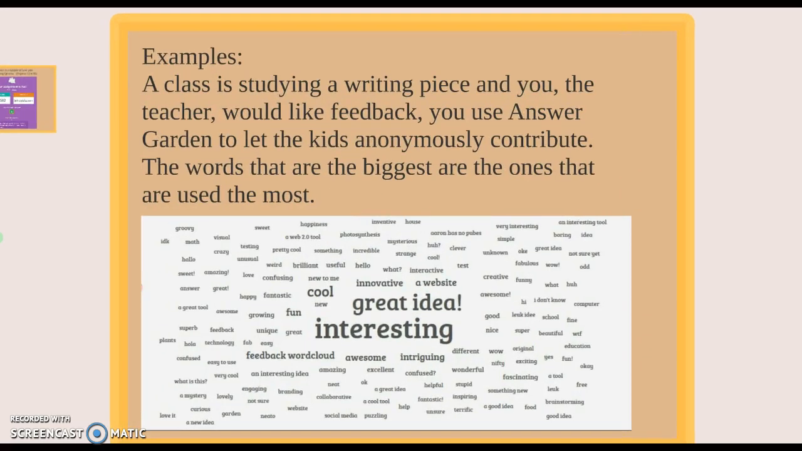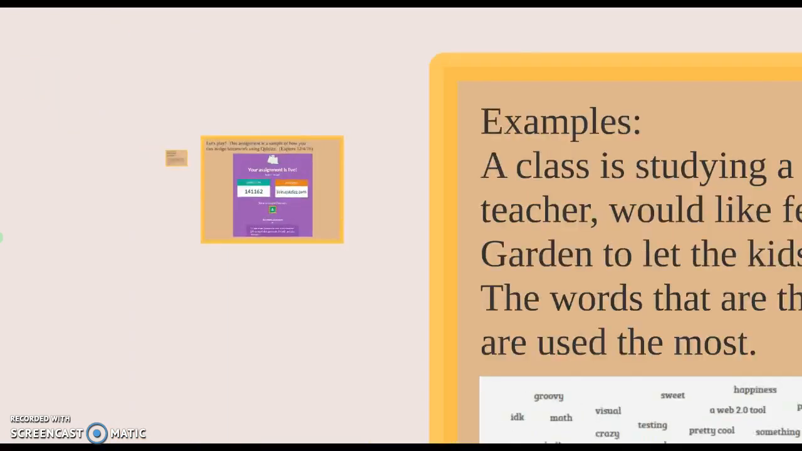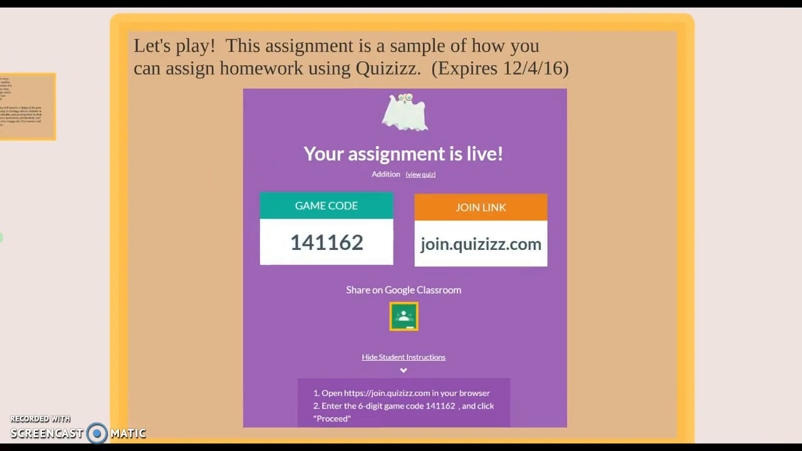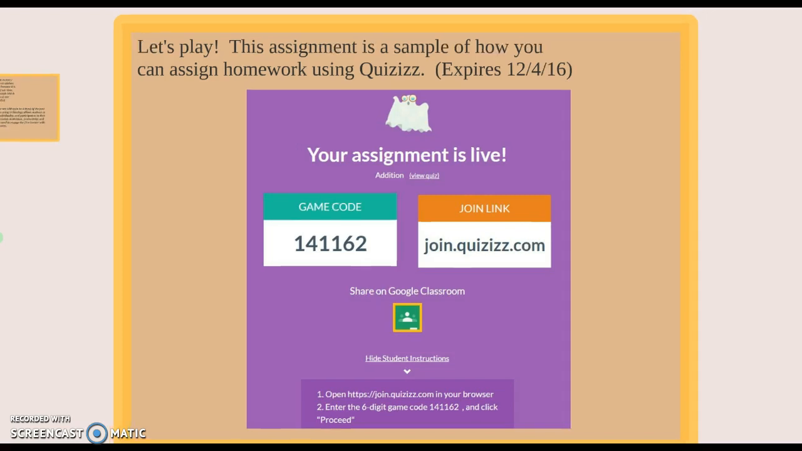So here's an example of an Answer Garden. So say a class is studying a writing piece and you, the teacher, want feedback, and you use Answer Garden to let the kids answer anonymously and contribute to the discussion. Sometimes this reaches those shy students, and the words that come up the biggest are the words that were used the most by the kids. So you can do a quick look at this immediately and be able to carry on a meaningful conversation about the writing. Also, for quizzes, you can use this for homework, and you could post this on the blog. The teacher could post this on the blog and tell them to join the link at join.quizzes.com and put in the game code, and immediately the teacher will see who has completed homework, who hasn't, and be able to drive instruction as soon as the next morning.